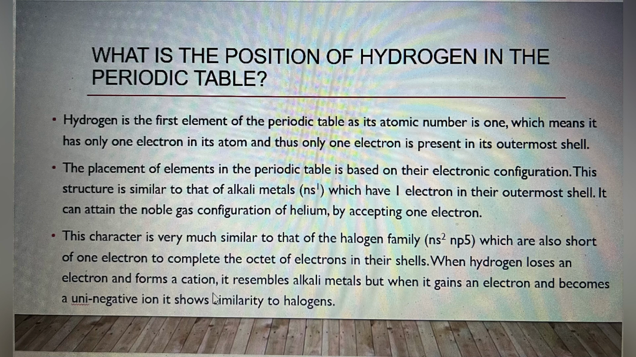When hydrogen loses an electron, it always forms a cation, and in this property hydrogen resembles alkali metals, and when it gains an electron, it becomes uninegative. It shows the similarity to halogens. As halogens are electronegative, they gain one electron and achieve the nearest noble gas configuration. Similarly, hydrogen completes its duplet and resembles helium by gaining one electron.